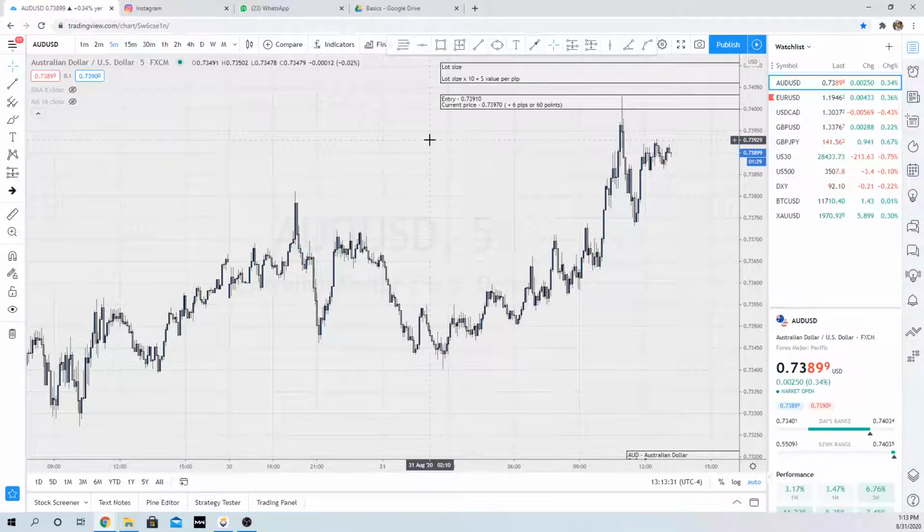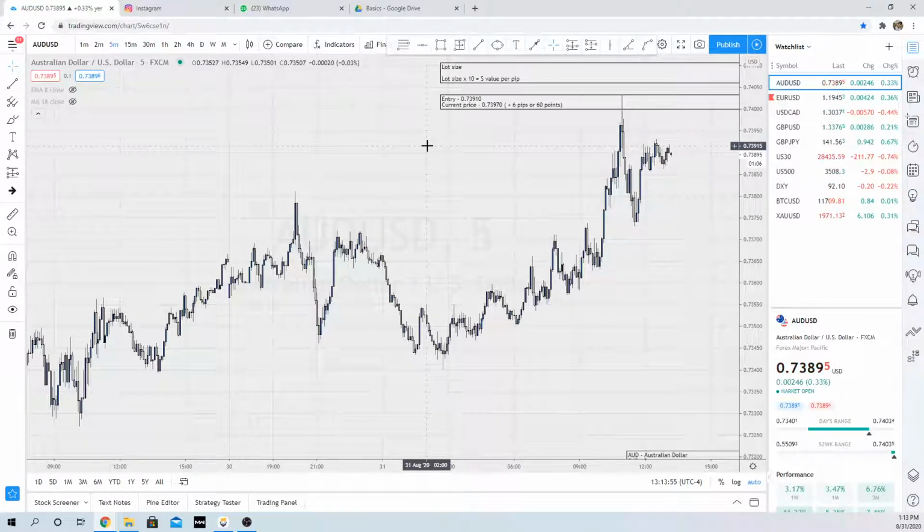But typically, most people trade at 0.5 or 1.0. What that means is that if you have a 1.0 lot size and your trade goes up 1 pip, you're going to be positive $10. Because when you select your lot size, your lot size times the number 10 is your dollar value per pip.